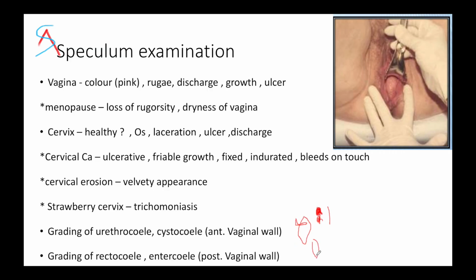The same way you do for grading of rectocoele and enterocoele: you reduce the mass, you put a speculum in the posterior vaginal wall, and slowly you remove your speculum out from the vagina and look whether the mass is coming from the upper posterior vaginal wall, it is enterocoele. Coming from the lower posterior vaginal wall, it is rectocoele.